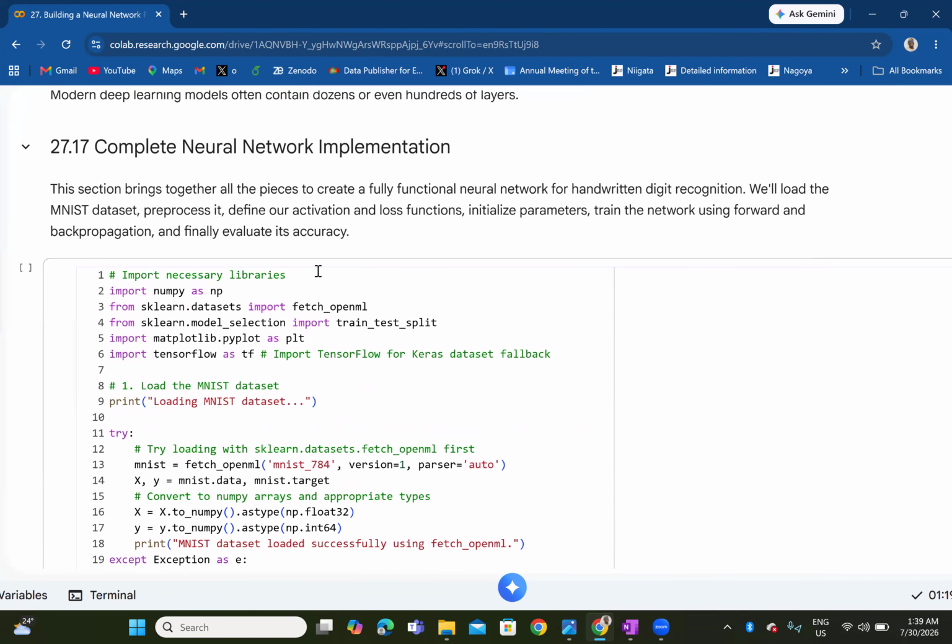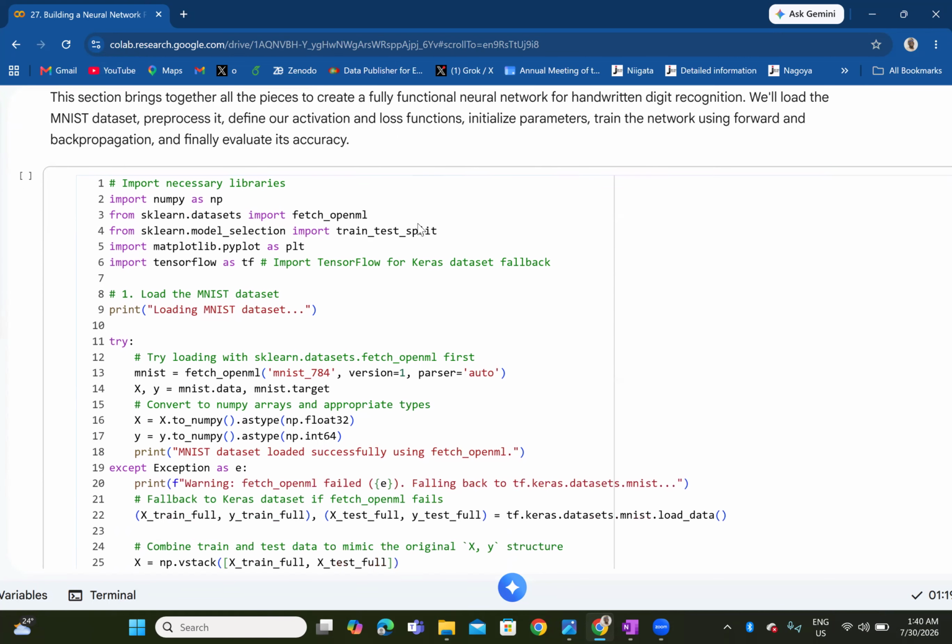Now the complete neural network implementation is what we have here. This section brings together all the pieces to create a fully functional neural network for handwritten digit recognition. There's a popular dataset called the MNIST dataset. I think I used it a bit in the machine learning playlist, and of course the Python basics also. We preprocess it, define activation and loss functions, initialize parameters, train the network using forward and backward propagation, and finally evaluate its accuracy. So see what happens there.